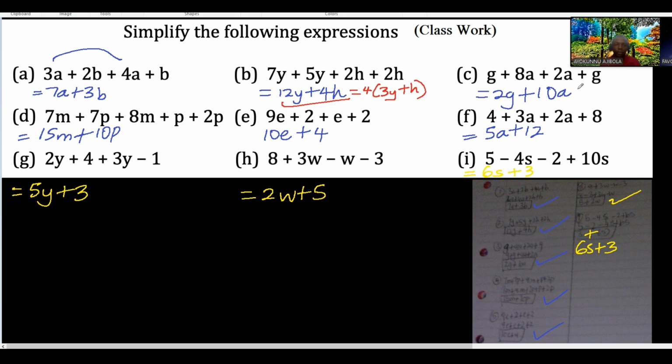Then the other one should be what? 2 can divide them, so it should be 2 into g plus 5a. Then this other one should be what? 5 can divide them, so 5 into 3m plus 2p, right? And this one should be 2 into 5e plus 2. This one is okay. This one's okay. So the rest, okay.